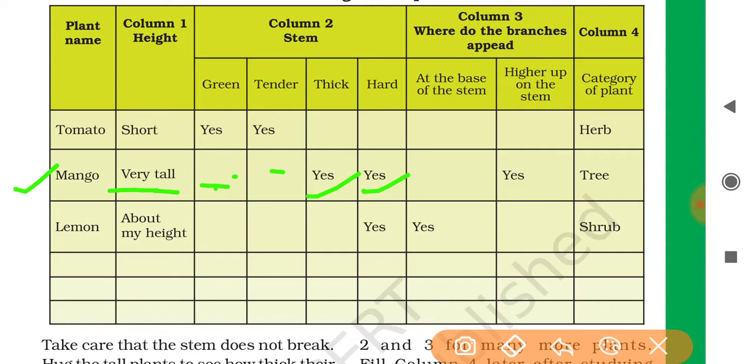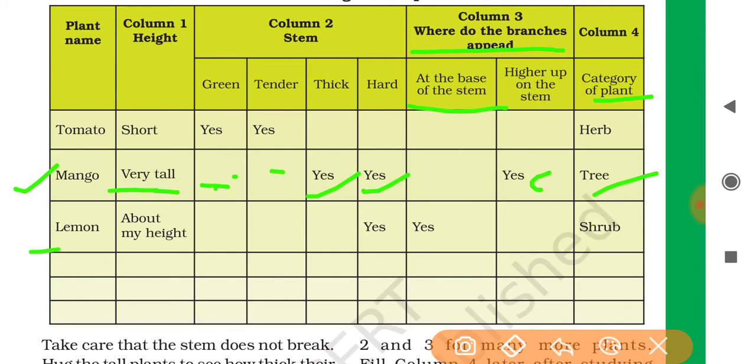Do branches appear at the base of the stem? No, you have to write higher up on the stem, because its branches appear higher up. Yes, and the category of plant is tree, so you have to put them in a category also.